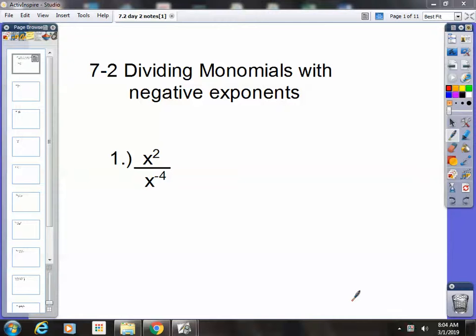We are going to be dividing monomials with negative exponents. A negative exponent is just like it seems. The exponent has a negative value. If you don't currently have a calculator, grab one because I want you to be able to check some of your answers.